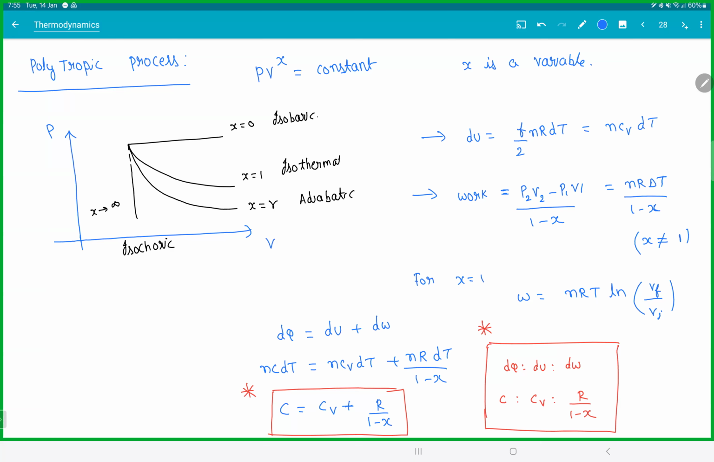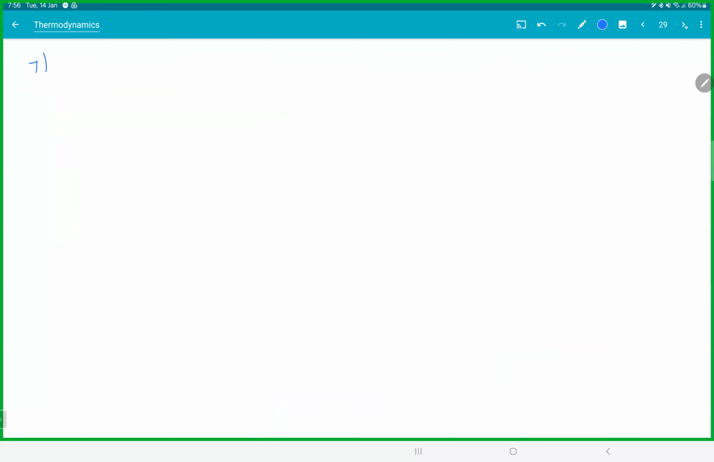Let's see a question. So helium gas undergoes a process TV^3 is equal to constant. Find the molar heat capacity. That's it. They'll just ask you like this.